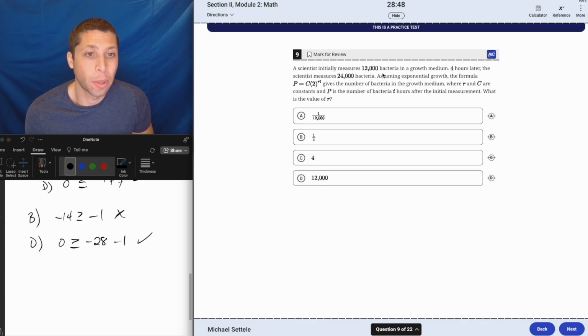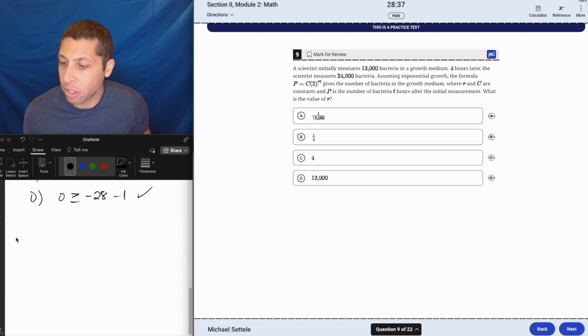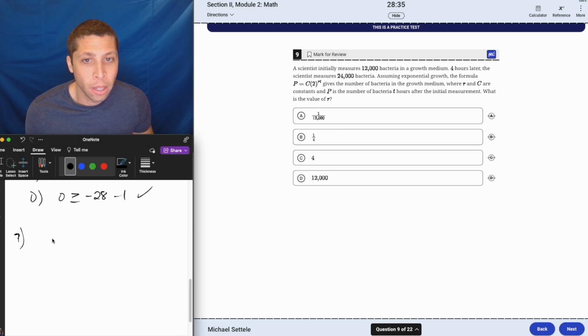A scientist measures 12,000 bacteria in a growth medium. 4 hours later, the scientist measures 24,000 bacteria. Assuming exponential growth, the formula gives the number of bacteria in the growth. What's the value of R? This seems like a plug points into equations. Let's give it a go.